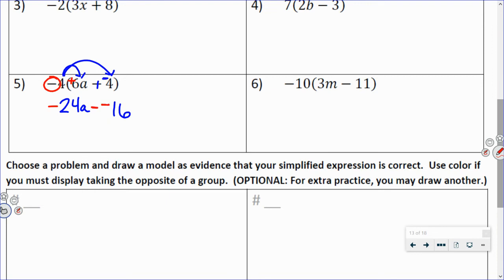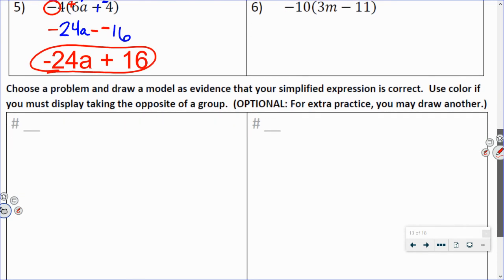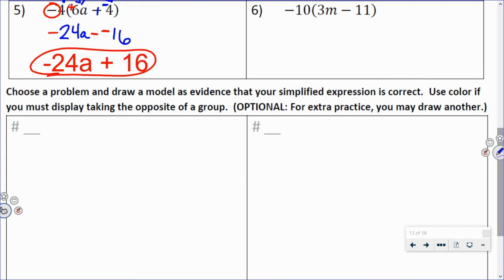Now look, I suppose you can write that if you want, but I myself am a fan of just simply saying, look, subtracting a negative is the same as adding a positive. So that would be highly recommended to just write negative 24A's plus a 16. Now, I would like to draw this, but I'm not going to allow anyone in my class to draw number 5. You need to pick 2 different numbers. I'm going to draw number 5.